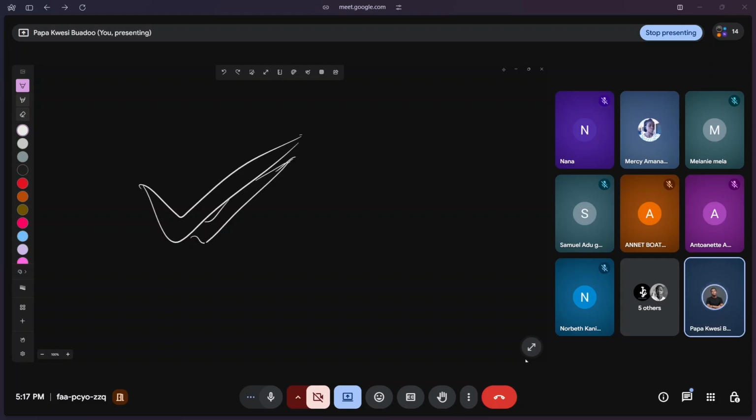Before I end the session, I think we'll end at 5:20. Does anyone have any questions, suggestions, observations, contributions, or a summary of what we've learned today?